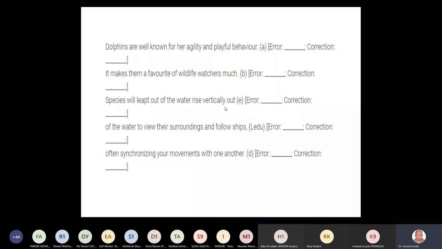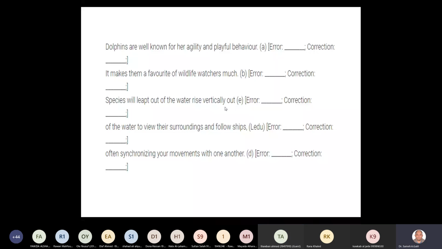Okay, I think we have one more adjustment in this sentence. Can we have somebody else? So species will leap out of the water. Yes. Okay, go ahead, Thawban. Species will leap out, comma, remove the off. The water will rise vertically out.